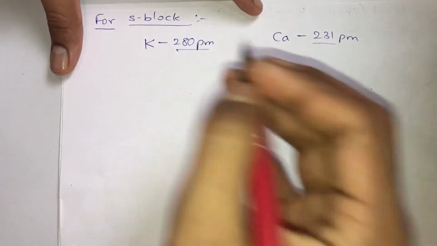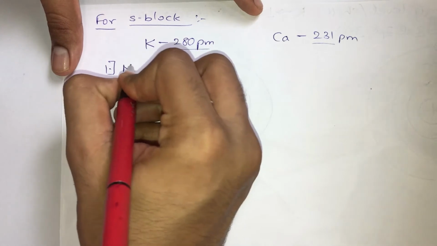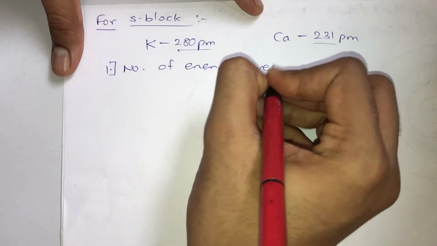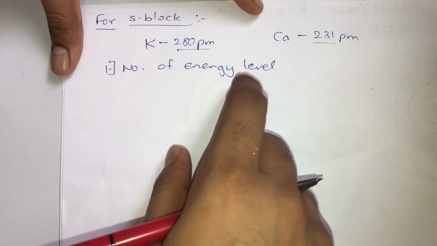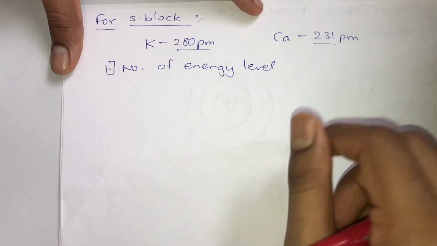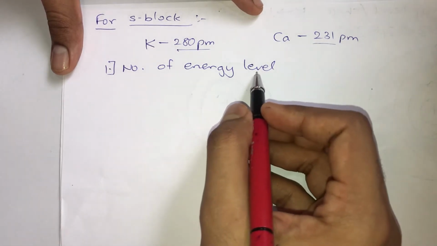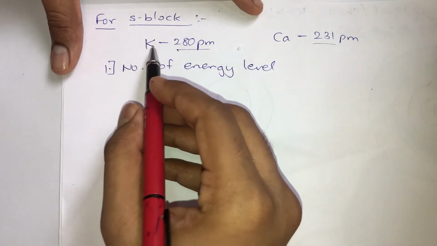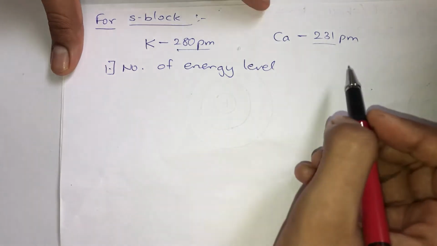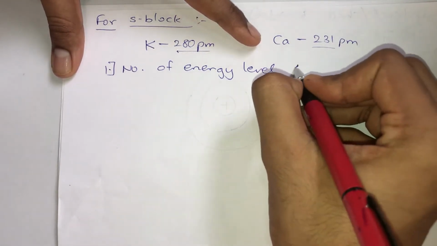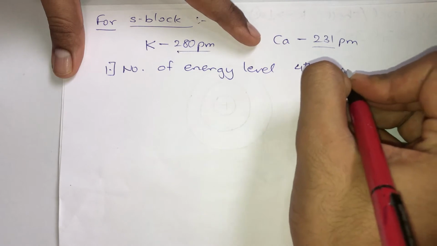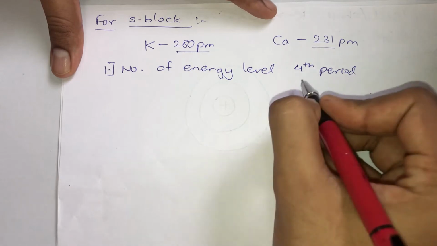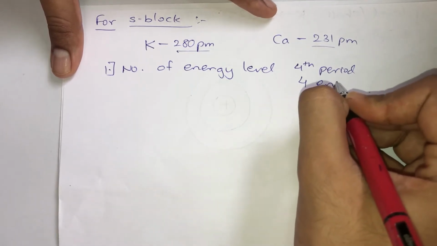Let's understand that. So which was our first factor? Number of energy levels. So let's see whether the number of energy levels is going to affect the atomic radius. Now, as we all know, the number of energy levels completely depends on the period number, and both of them, potassium and calcium, are present in the fourth period. Now since both of them are present in the fourth period, both of them are going to have 4 energy levels.